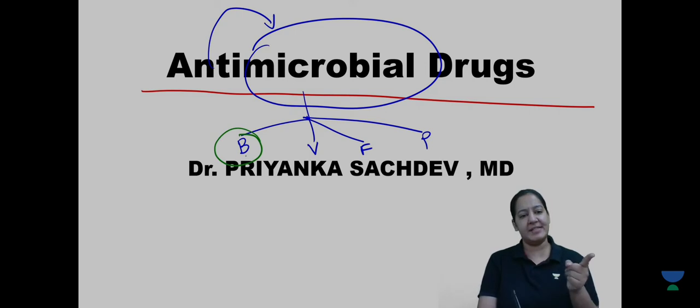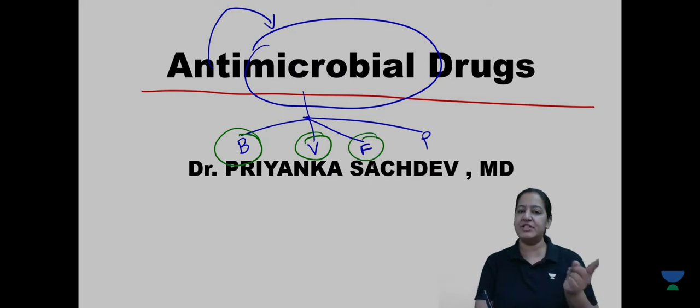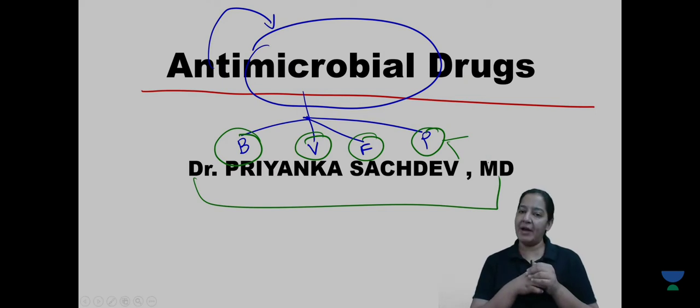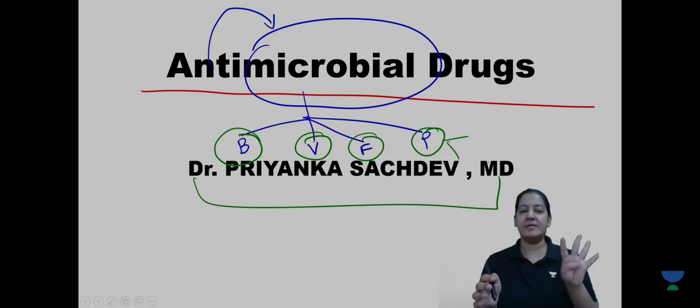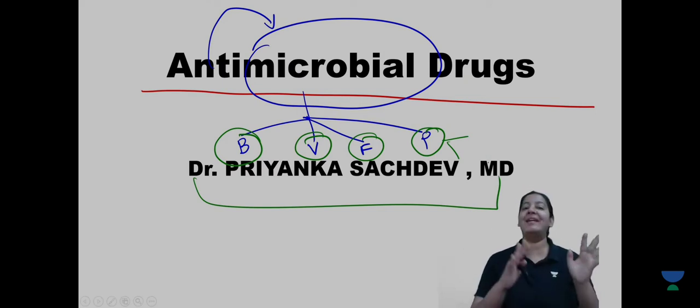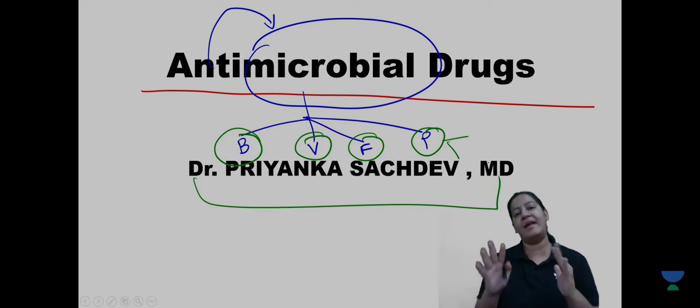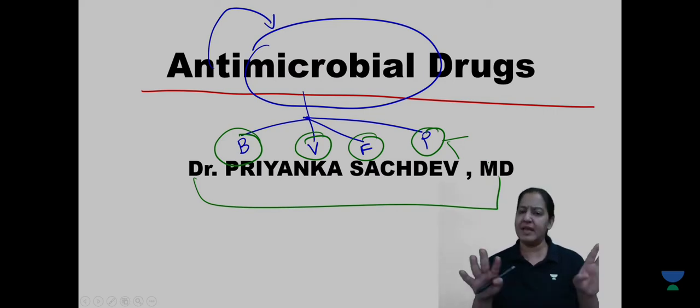So we can say there are four types of antimicrobial drugs. Antibiotics are the drugs which act against bacteria. Antivirals act against viruses. Antifungals act against fungus. And antiparasitics, which include antiprotozoal and antihelminthic, the two types of parasites, act against parasites. So antimicrobial drugs include four categories: antibacterial, antiviral, antifungal, and antiparasitic. We will be discussing all of them.